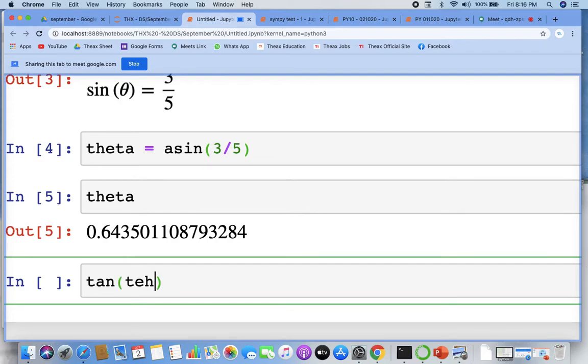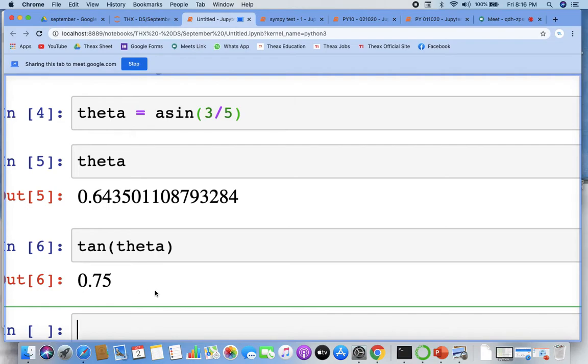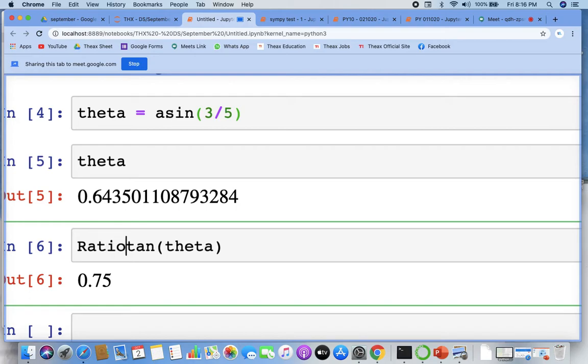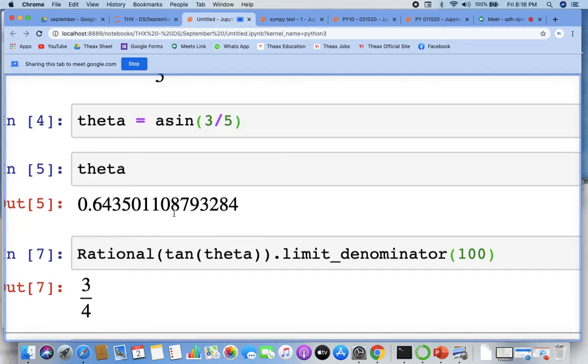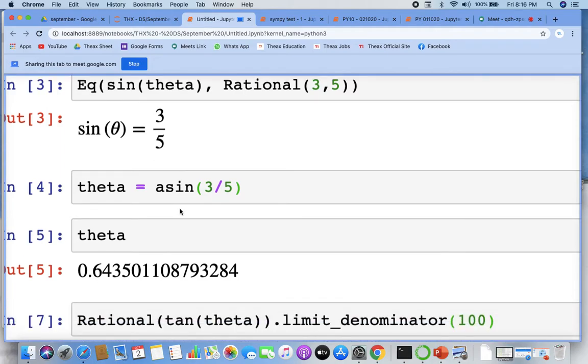That's easy. Tan theta. And see, this is the value, 0.75. Now I will have to convert this into a rational. So what I can do is, rational of tan theta dot limit the denominator with 100. So I get something called 3 by 4. So is it correct? 3 by 5, 4 by 5, 3 by 4, correct. Right?